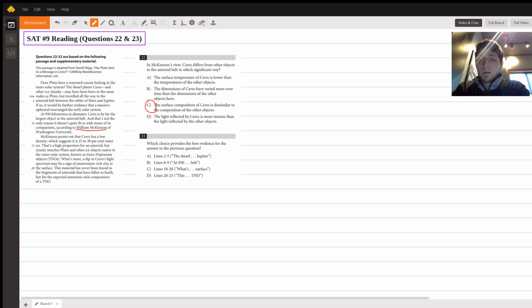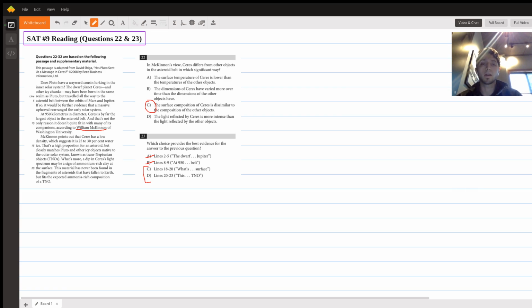The surface composition of Ceres is dissimilar to the composition of the other objects. And this will only reference C and D, right? We've already eliminated A because it didn't mention McKinnon. We can also eliminate 8 through 9 because that only talks about the size and not the surface composition. So at this point, we're stuck between lines 18 through 20 and 20 to 23. And I actually think this is the hardest point of the question, because we need to ask ourselves, how are we supposed to distinguish between 18 through 20 and 20 to 23?